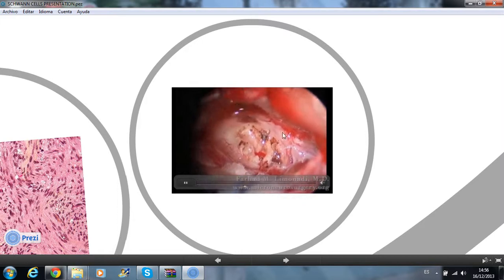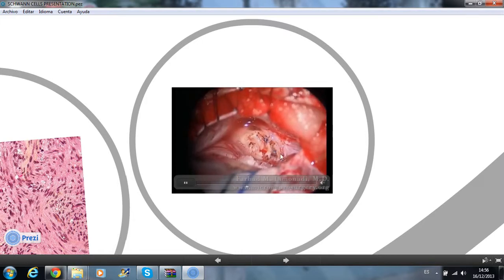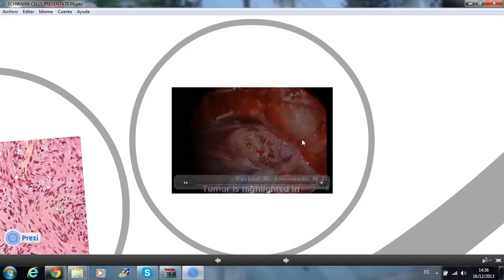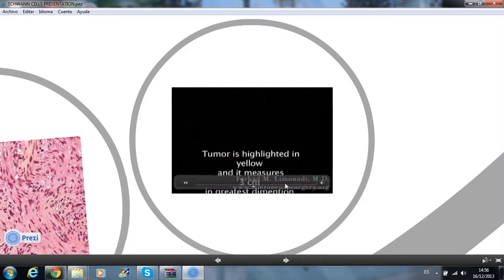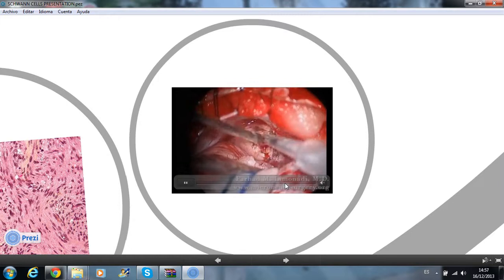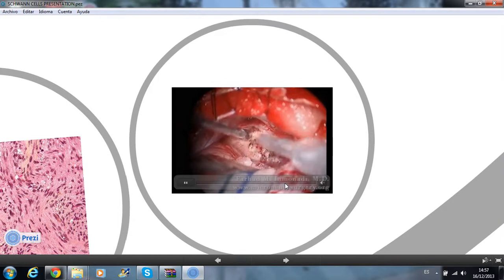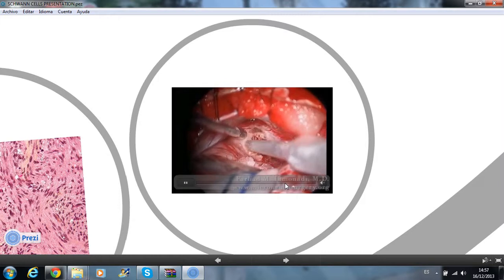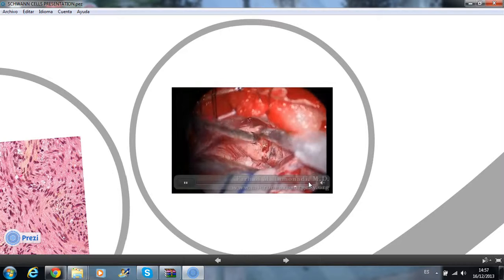So here you can see that white mass that is there, and they are trying to take it out. Okay, here you can see how they open the meninges, and so they take it out that way.